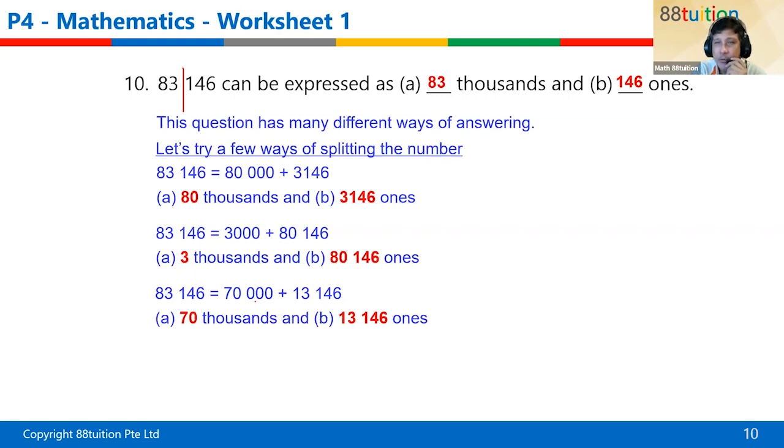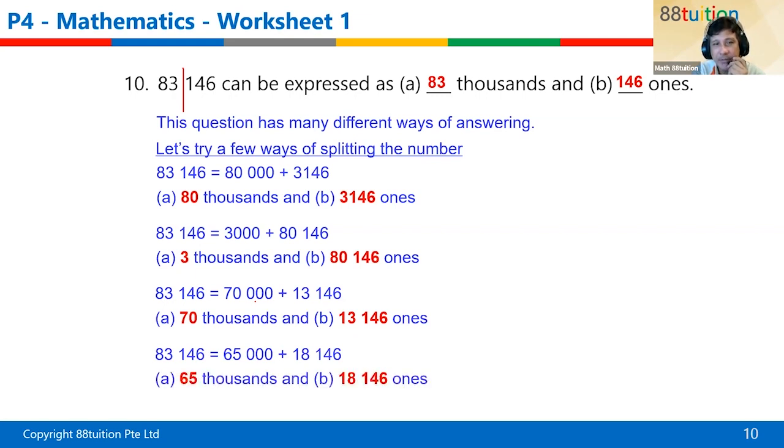Okay, so just to show you one last one. Maybe I split my 83,146 into 65,000 plus 18,146. Then of course my answer becomes 65,000 and 18,146 once. Okay, so now you know there are really too many answers.